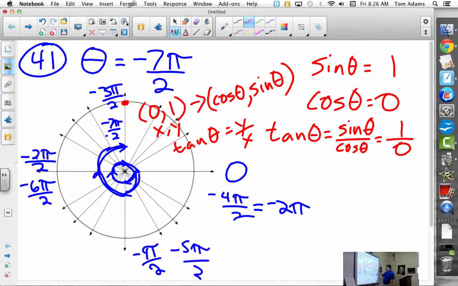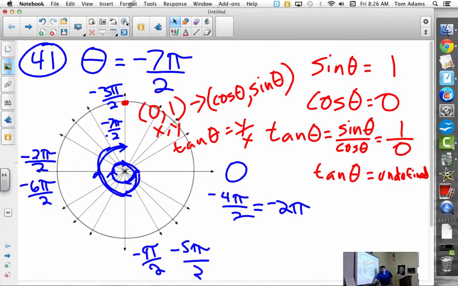Uh-oh. What do you notice? 1 over 0, right? That's the answer, right? We can count that, right? No. Why? Yeah, you can't divide by 0. So what do we call something that's divided by 0? Undefined. So tangent of theta in this case is undefined. You'll figure that out when we get to the graphs.